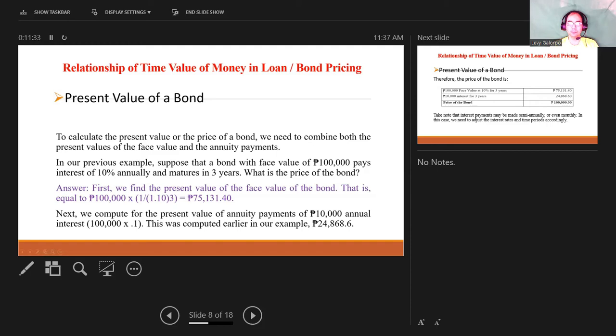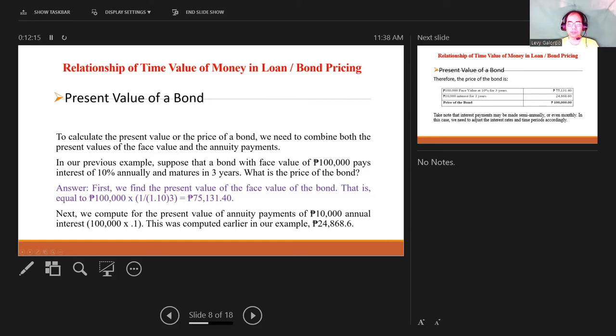In our previous example, suppose that a bond with face value of 100,000 pays interest of 10% annually and matures in 3 years. What is the price of the bond? Answer, first we'll find the present value of the face of the bond that is equal to 100,000 times 1 over 1.10 to the power of 3. So, nakuha natin sagot na 75,131.40. So, this is the present value of the face of the bond na 100,000.